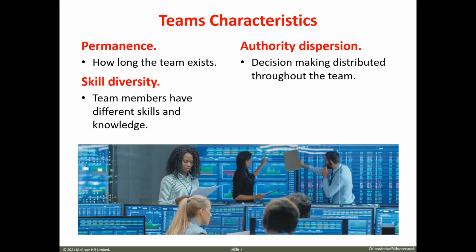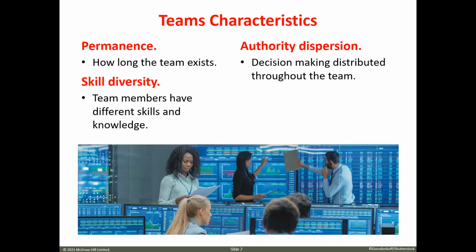The next thing is skill diversity. It means that people from different backgrounds, different areas of skills and knowledge can contribute. For example, in low diversity teams, people have very similar abilities, right? However, in high diversity teams, people have different backgrounds, different areas and different capabilities.